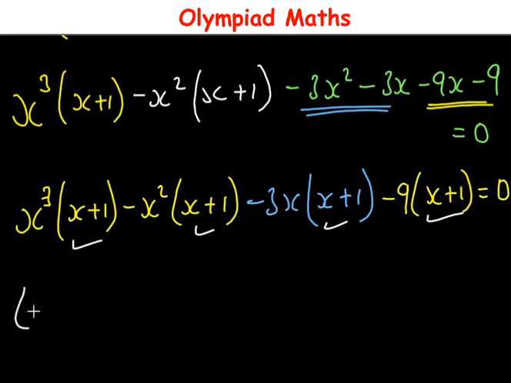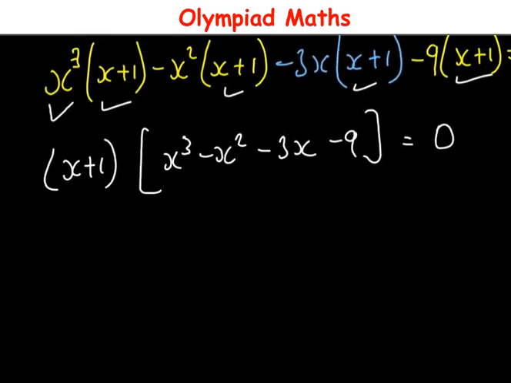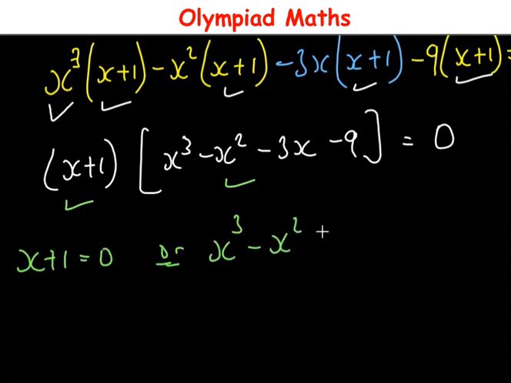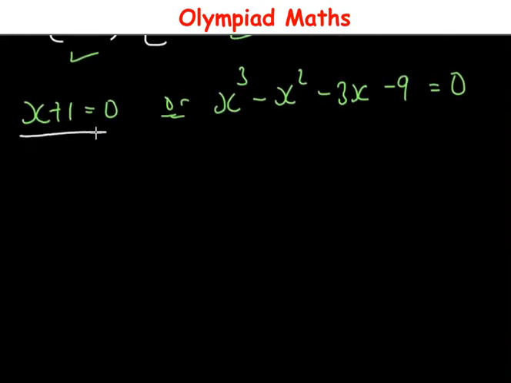So factorize out x plus 1, we are left with x to the power 3, then minus x squared, then minus 3x, and minus 9. All of this equals 0. At this junction, we can equate this to 0 or equate this to 0. So we have x plus 1 equals 0, or x raised to the power 3 minus x squared minus 3x minus 9 equals 0. From this linear equation, the value of x will equal minus 1.